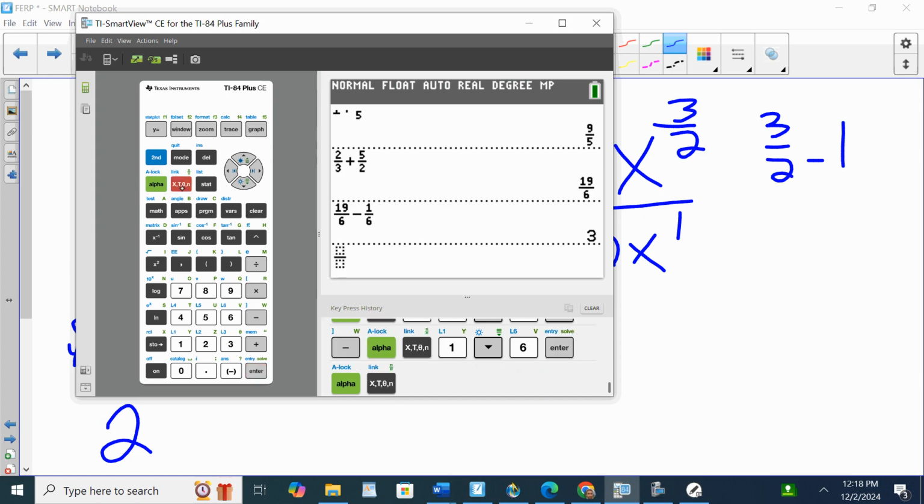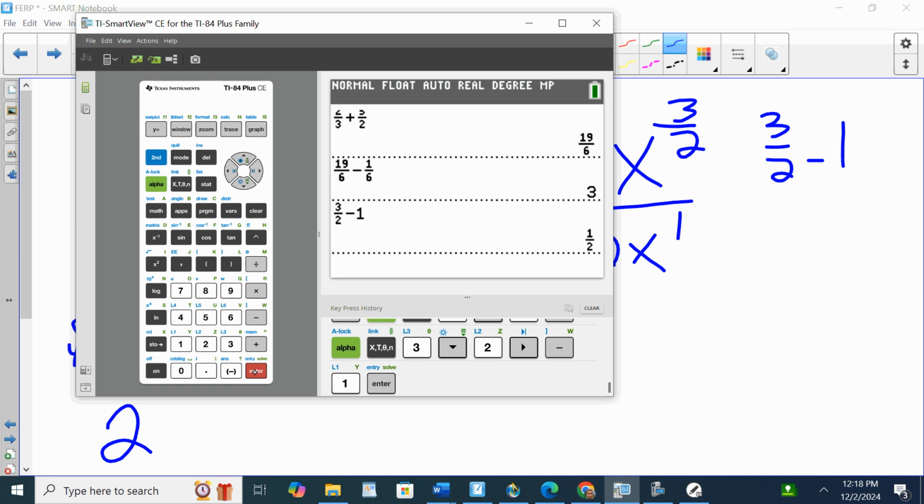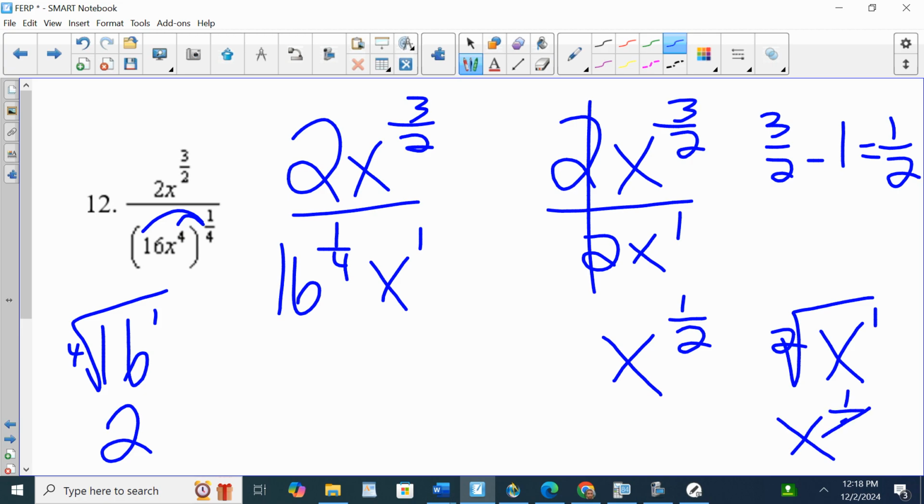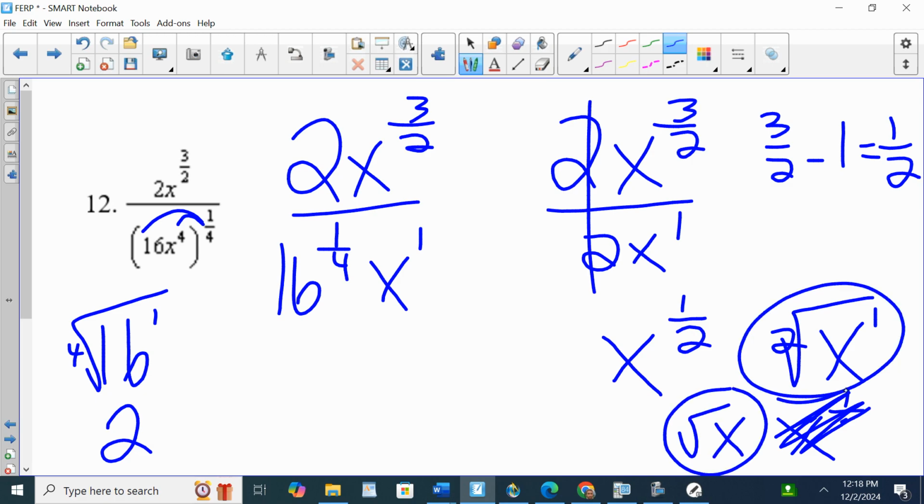3/2 minus 1 is 1/2. So it becomes x to the 1/2. And since the problem said it wants the answer in radical form, well, power over the root. I make a radical. I put what's being raised inside. Power is 1. Root is 2. I don't have to write that 1 and 2. I can just leave it as radical x. Either way is fine. So it's the same thing, but if it wants it in radical form at the end, you just pop it back into the radical. Power over the root.